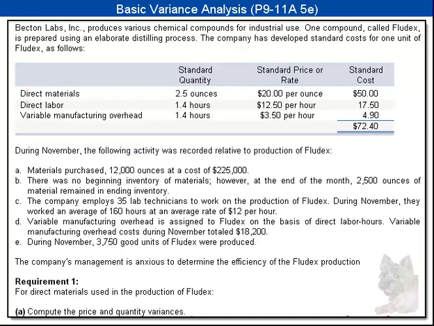And during November, 3,750 good units of Fludex were produced. The company's management is anxious to determine the efficiency of the Fludex production. So on requirement 1, for direct materials, we need to compute the price and quantity variances.